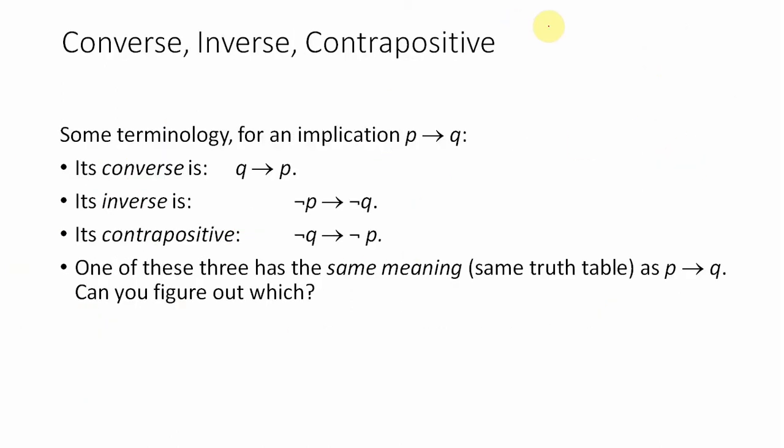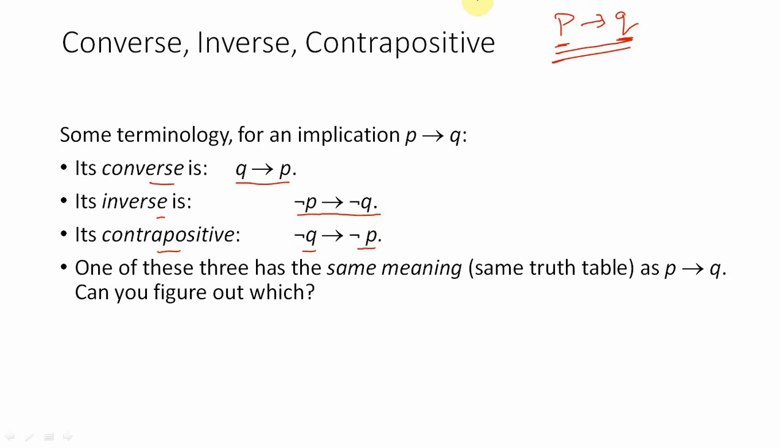Now, when we have defined an implication, P implies Q, I can define 3 more conditionals based on this implication, right? If I have P implies Q, then I can define the converse as Q implies P, the inverse as not of P implies not of Q, and the contrapositive as not of Q implies not of P.